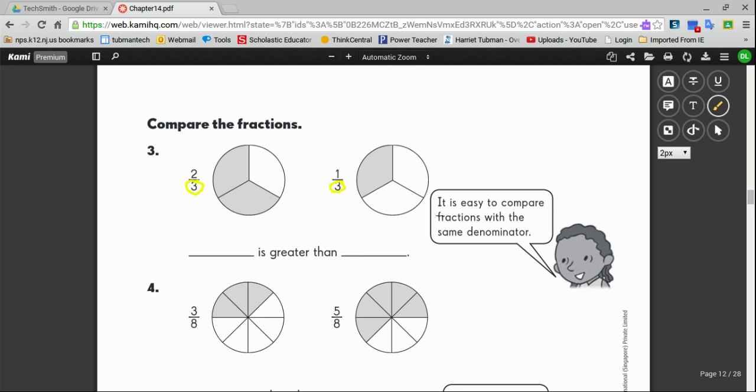And it's very easy to compare fractions with this denominator because, well, then we know that 2 right here is greater than 1 because we have the same denominator. Then we can compare the top, our numerator, very easily. So here we go. 2/3, which is this area over here, is greater than 1/3. So 2/3 is greater than 1/3.